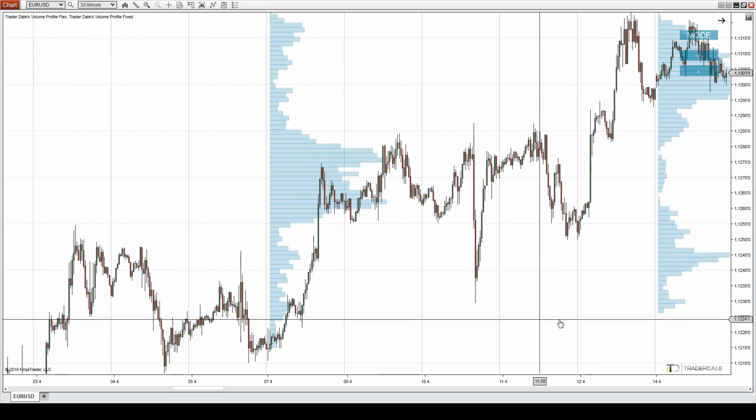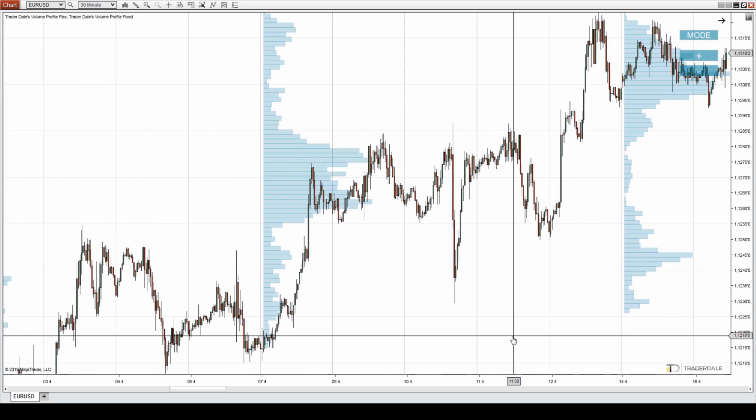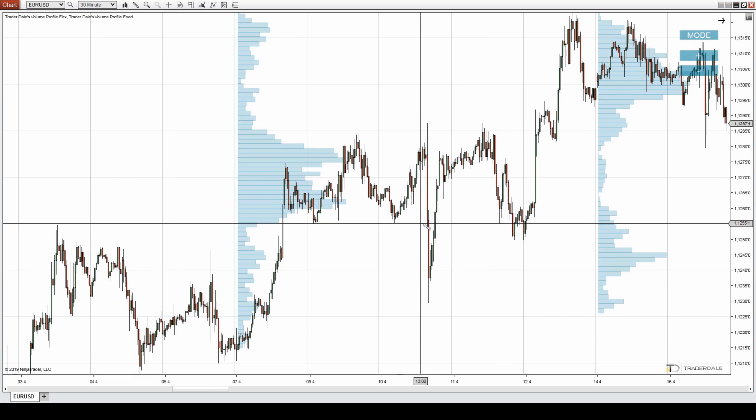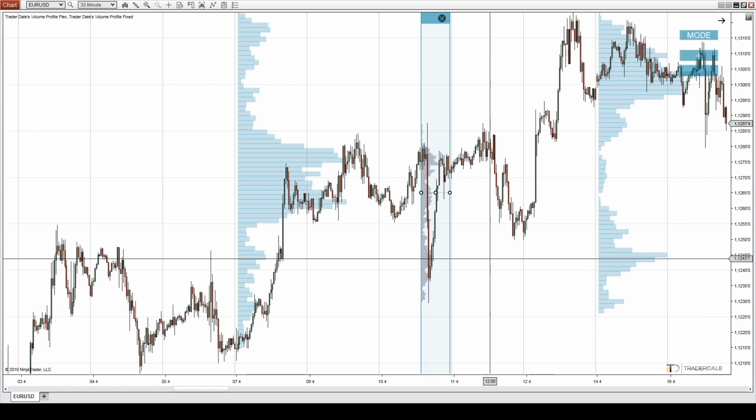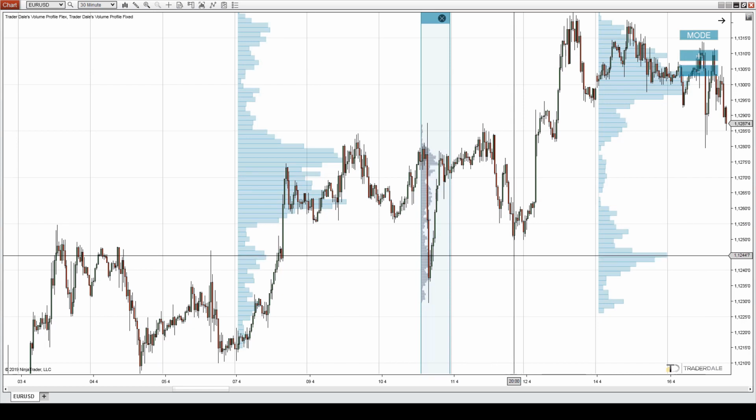Now here is also another thing you can do with a rejection like this. You probably know that if you watch the previous videos. You can mark the place where the volumes were the heaviest within the rejection. In this case, it's in here. This is the most significant volume cluster within the rejection. This place is where the volumes were the heaviest. The level is also visible on the weekly profile. It's not that significant there, but it's visible.